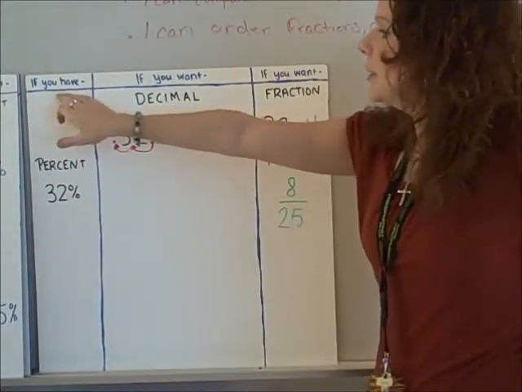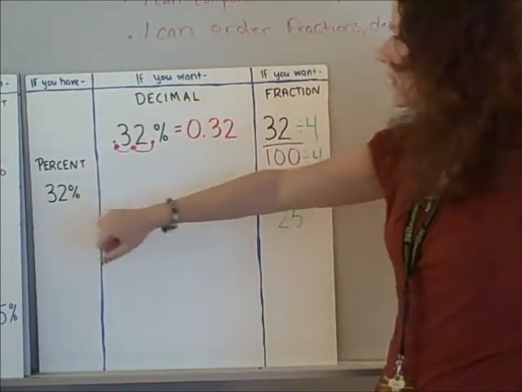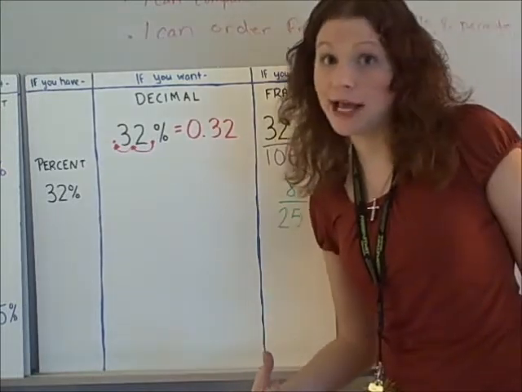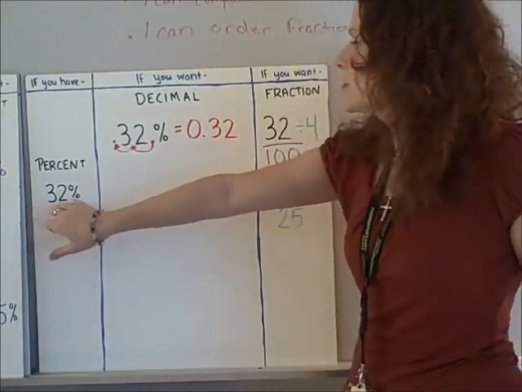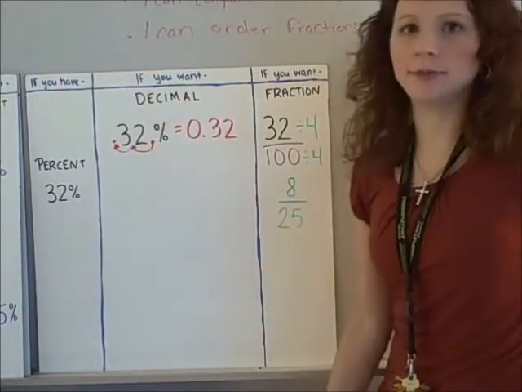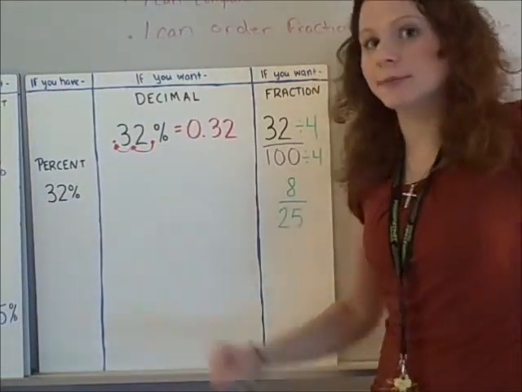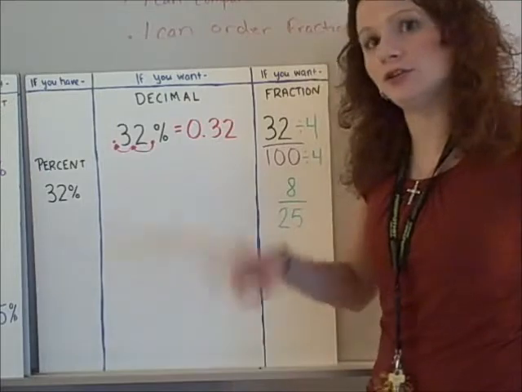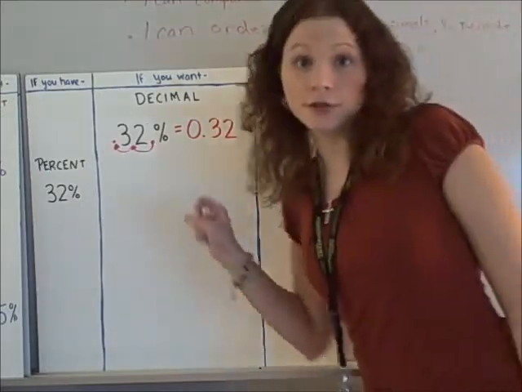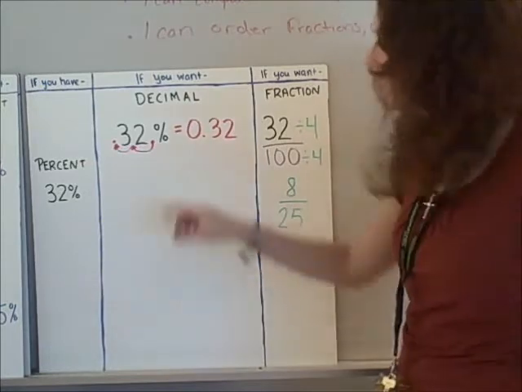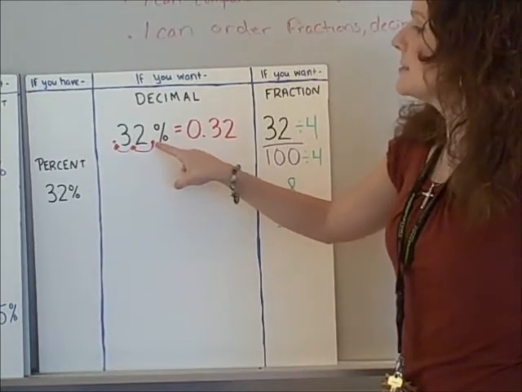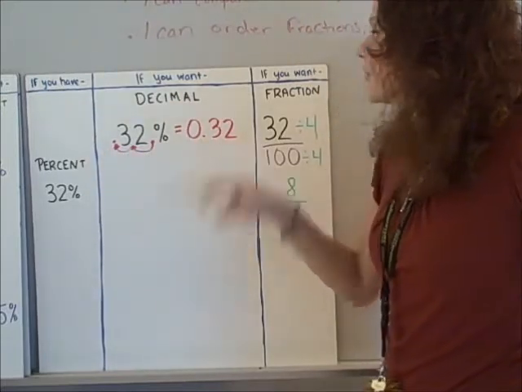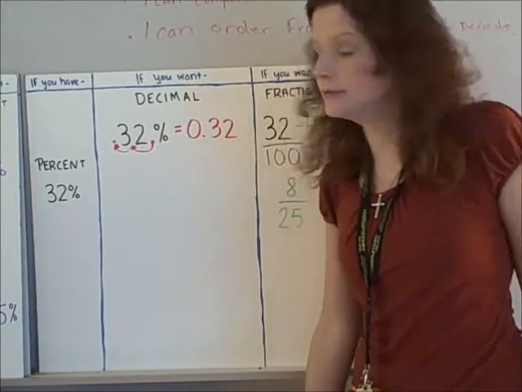Now let's say you have a percent, like 32%, and you want to change it to a decimal or you want a fraction. How do we do that? Okay, so I have 32% and I want to change it to a decimal. Remember how I keep saying move the decimal 2 times? This time instead of 2 times to the right, it's going to be 2 times to the left. Remember that Beyonce song? So I take my decimal and I move it once, twice to the left, and I end up with 0.32 or 32 hundredths.